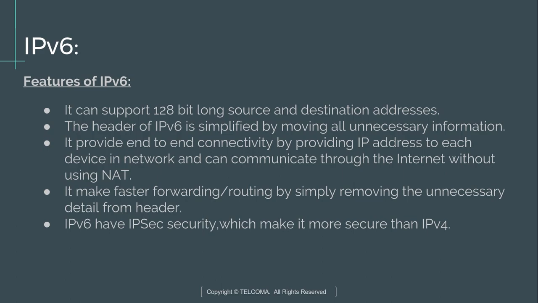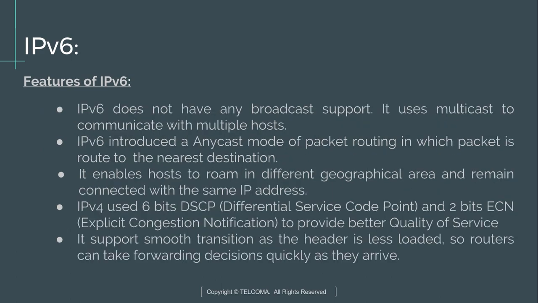IPv6 also comes with built-in security, which makes it more secure than IPv4. It introduced one more option, that is IP security. Next, IPv6 doesn't have any broadcast support. It doesn't broadcast messages in the network, but it uses multicast to communicate with multiple hosts. In multicast, a group is created and the message is sent within that particular group. IPv6 also introduced anycast mode, in which the packet is routed to the nearest destination in the group, and it enables hosts to roam in different geographical areas and remain connected with the same IP address.